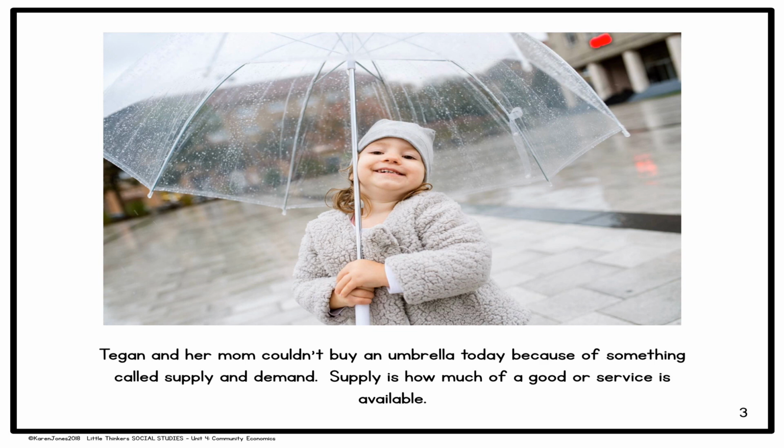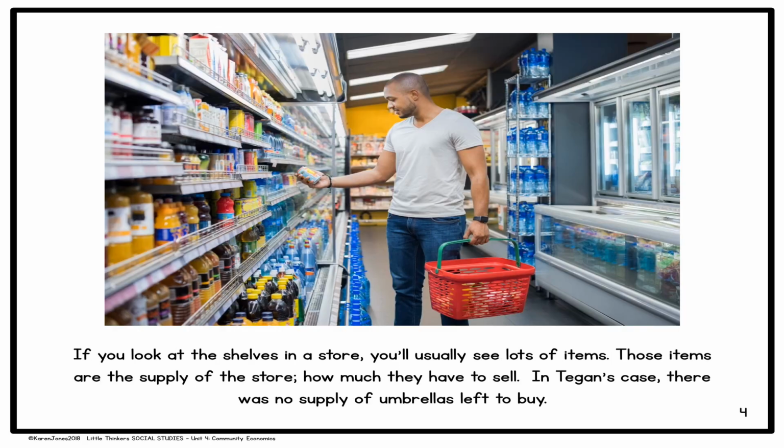Tegan and her mom couldn't buy an umbrella today because of something called supply and demand. Supply is how much of a good or service is available. If you look at the shelves in a store, you'll usually see lots of items. Those items are the supply of the store, how much they have to sell. In Tegan's case, there was no supply of umbrellas left to buy.